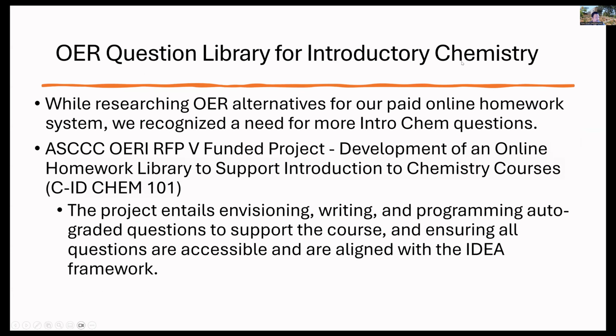So as I said, after building those textbooks, we identified the need for having practice for our students. So we wanted some kind of homework system, and we were researching different OER online homework problems, and we ran into the issue that we couldn't find a bunch of questions that fit our criteria.